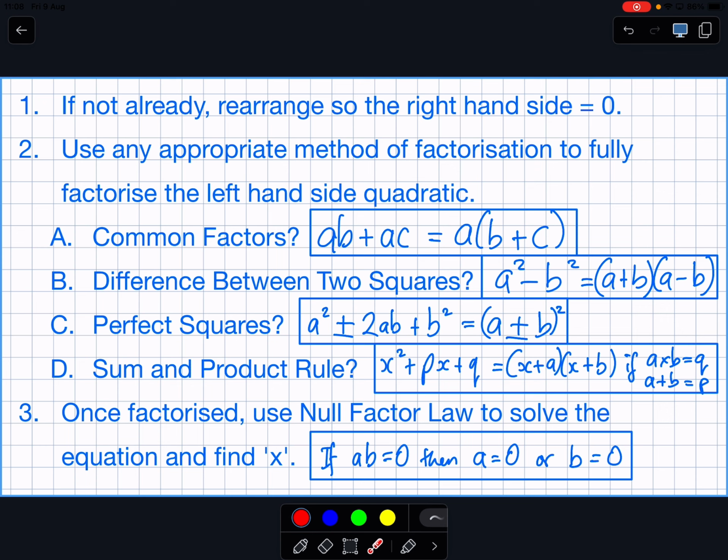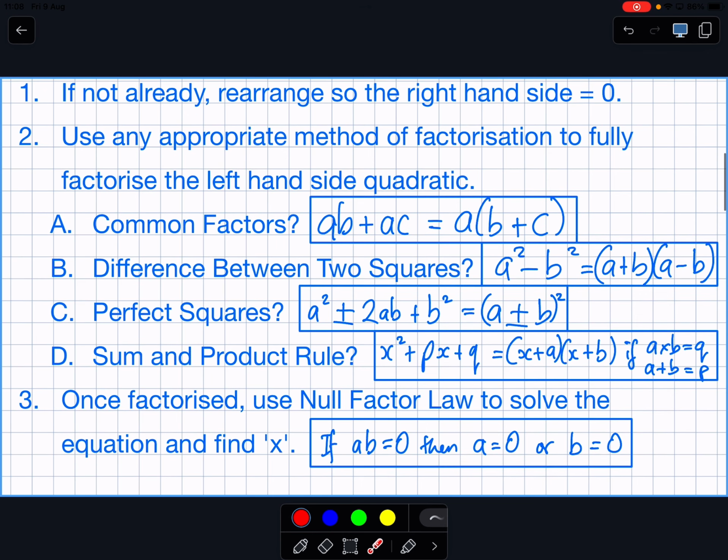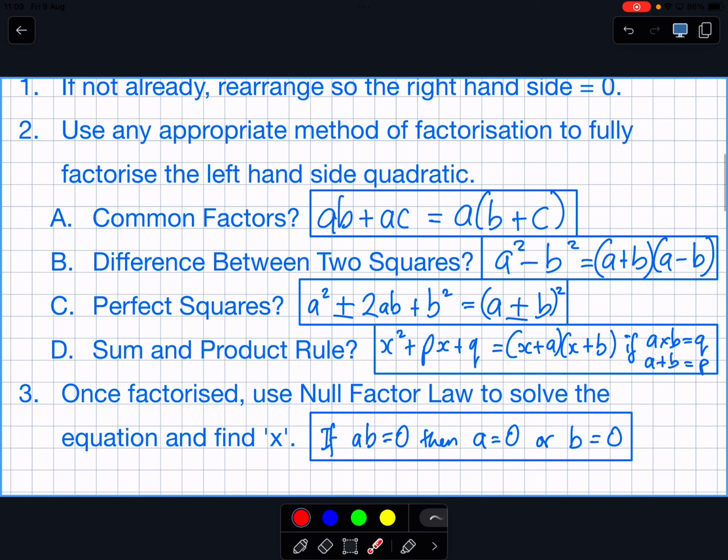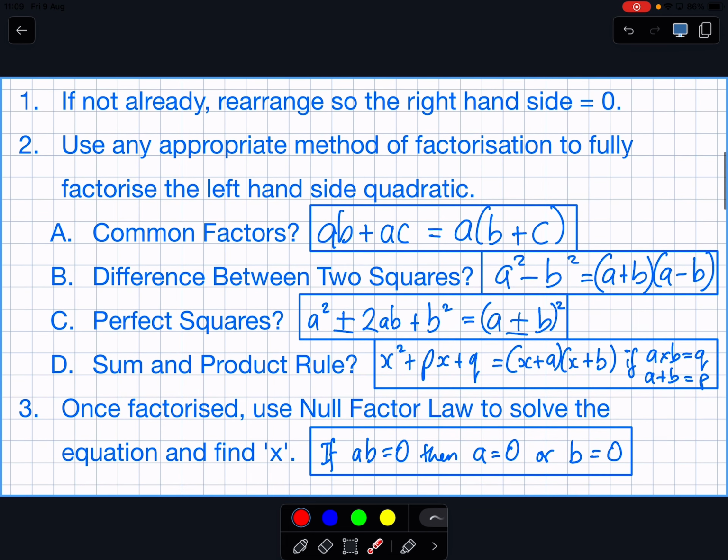You're just going to remember back to the 4 different kinds of factorization that we did last topic. And then the last step, once you factorize using one of those 4 options, you use null factor law to solve the equation. So let me demo that, and then I'll scroll back up here so that you can get that for your cheat sheet. So let's demo it here.